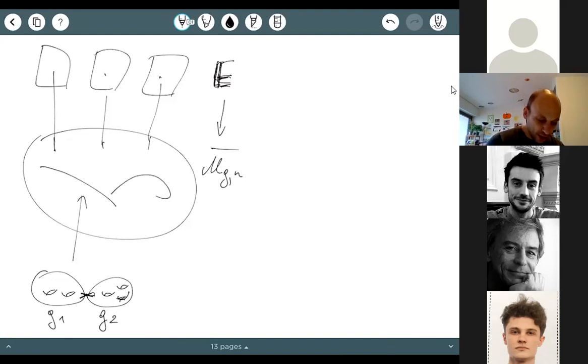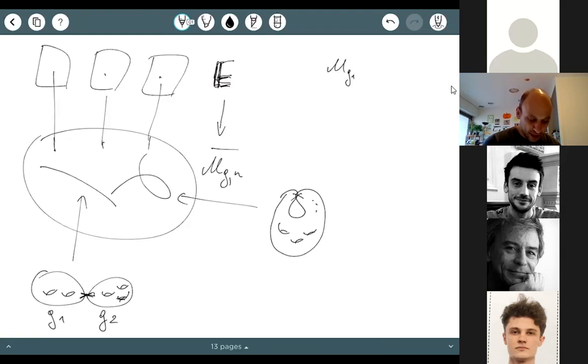And there's another locus where the curve acquires a non-separating node. So actually there are two maps. You know what, let's just forget about the marked points because they don't play any role for the Hodge bundle. So let's just suppose that there are no marked points. Then there is a map from M_g1,1 times M_g2,1 to M_g bar, so no marked points.